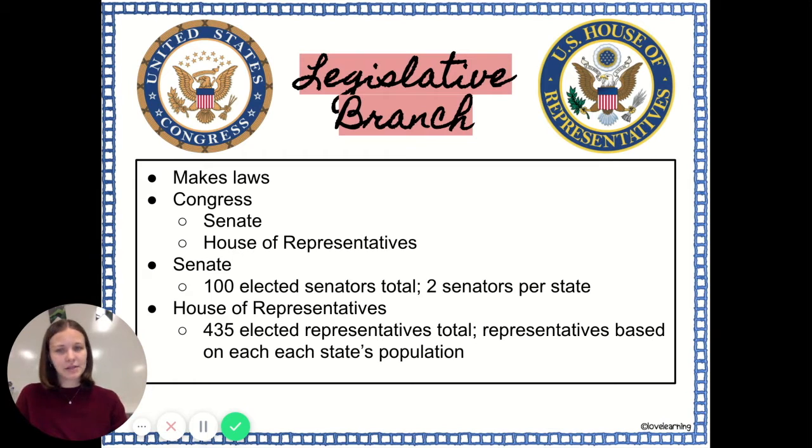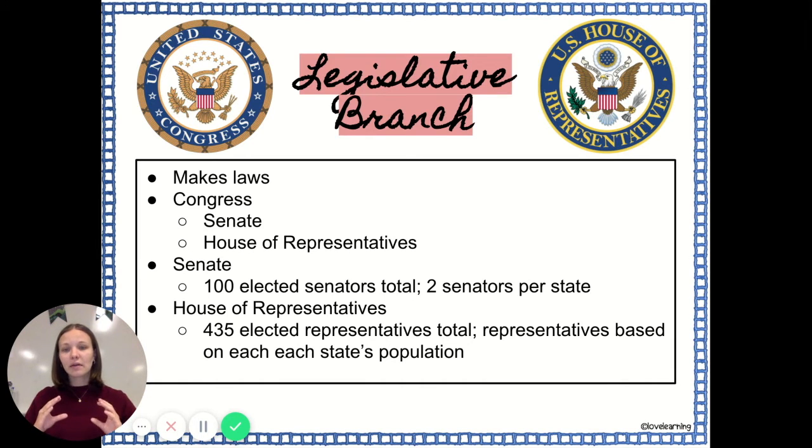The legislative branch. So this branch makes the laws. It holds Congress within it. And within Congress, we have the Senate and the House of Representatives. So those are some really big things I just said. Congress is what makes up the legislative branch. So if we had an umbrella, you could say that under the umbrella, there's Congress. And under Congress, there's the Senate and the House of Representatives.